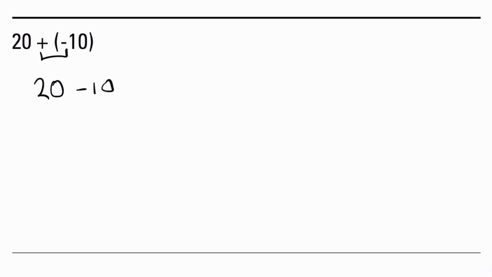From here, if you need to go back to our subtraction lectures, that's fine. You could line them up by column, ensuring their place values are lined up. And so 0 minus 0 will be 0, and then 2 minus 1 will be 1. And so we can see that it will equal 10. And so 20 plus negative 10 is the same as 20 minus 10. So there's not too much to that kind of example.